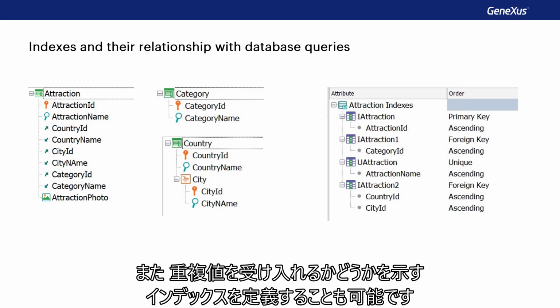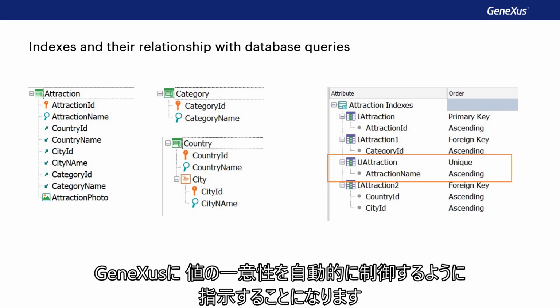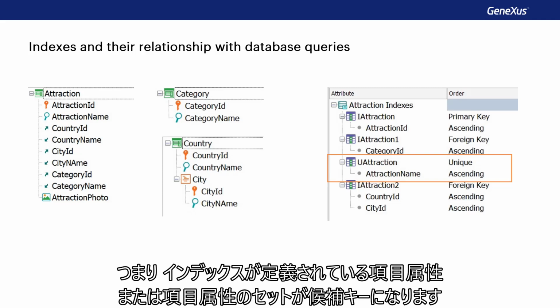We also saw that it's possible to define indexes, indicating whether they accept duplicate values or not. If we define an index that does not accept duplicate values, that is, a unique index, we're telling GeneXus that it must automatically control the uniqueness of its value, and that attribute, or set of attributes over which the index is defined, becomes a candidate key.